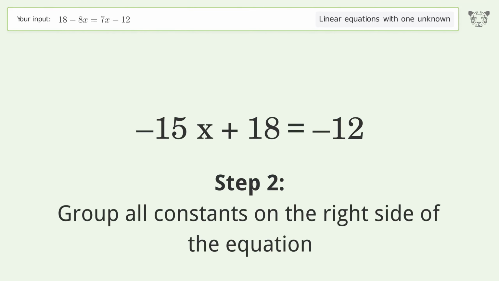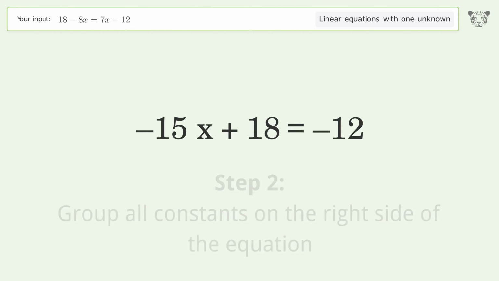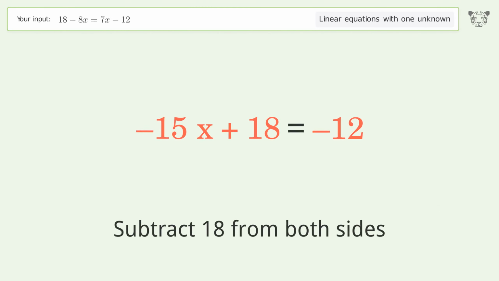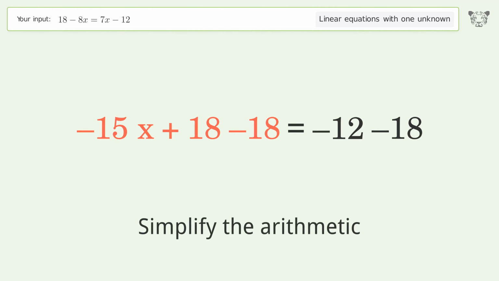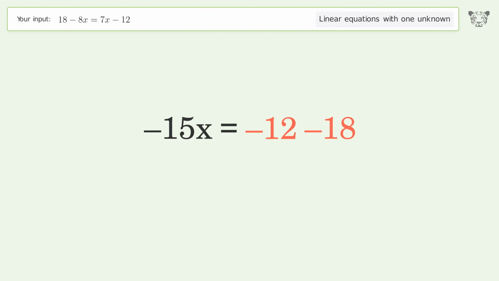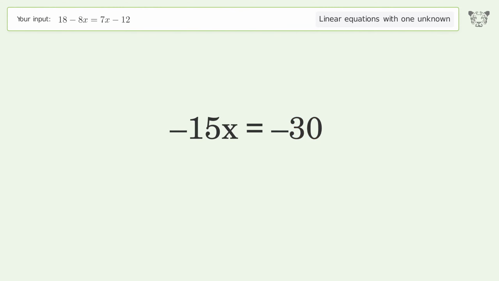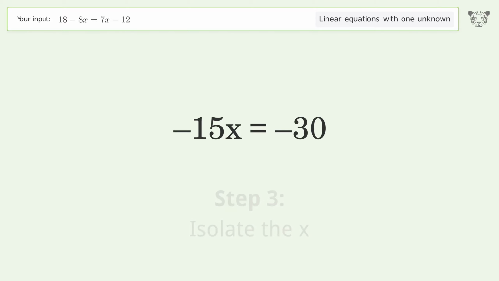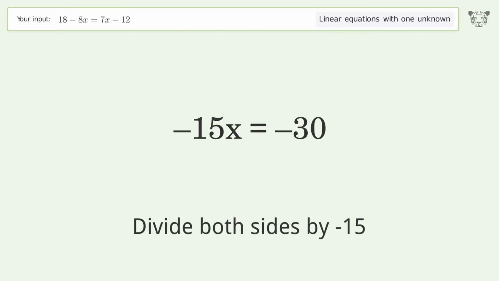Group all constants on the right side of the equation. Subtract 18 from both sides. Simplify the arithmetic. Isolate the x. Divide both sides by negative 15.